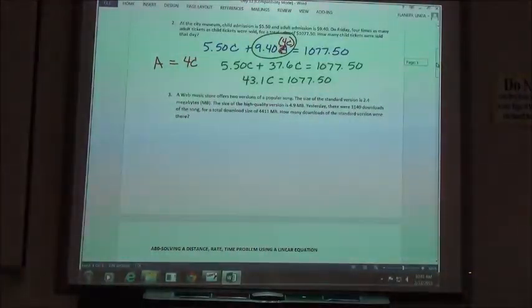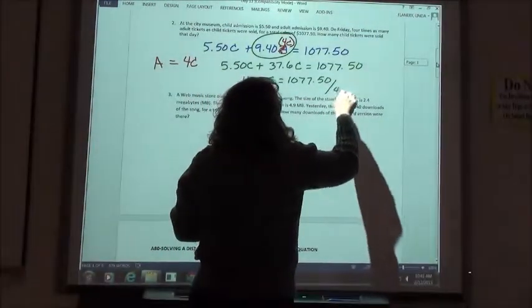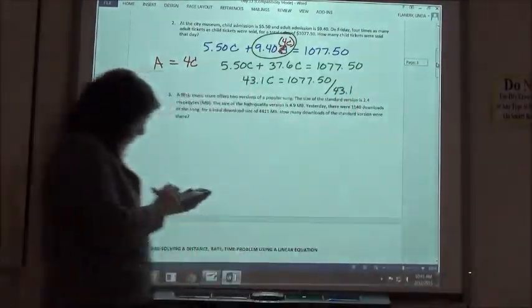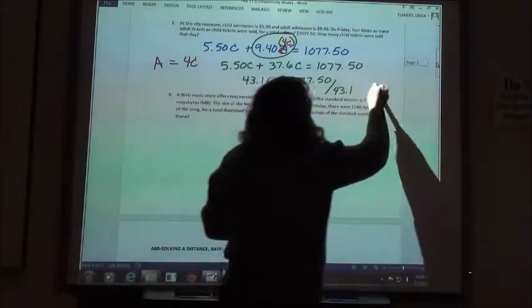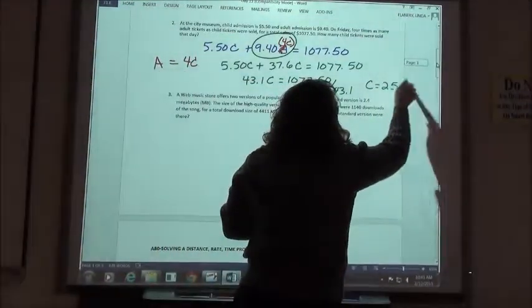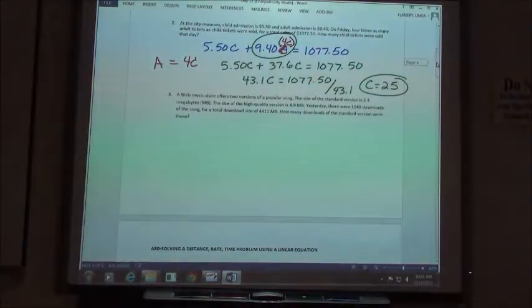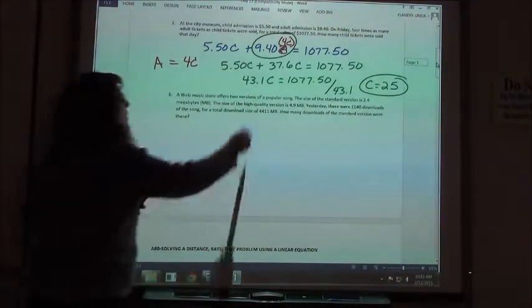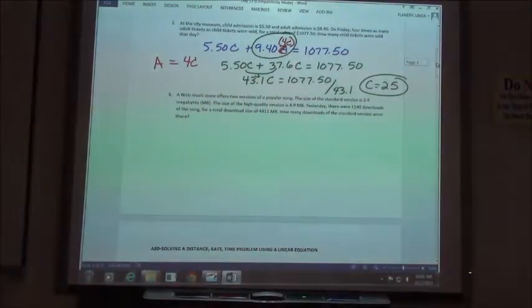Now I can go ahead and divide to solve my equation. So if I divide by 43.1, I get 25. C equals 25. I sold 25 child tickets for the museum. So here we combine those two things to get that, and then we divide it.